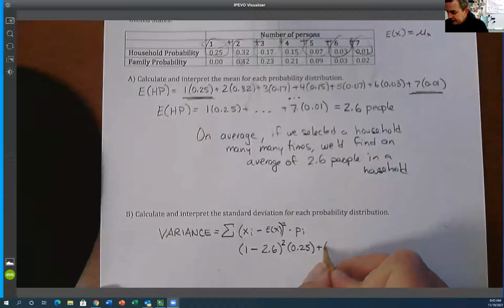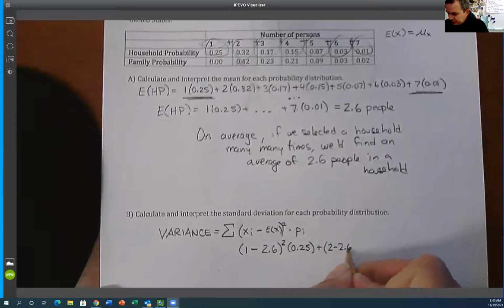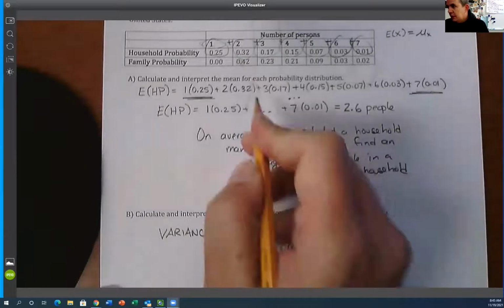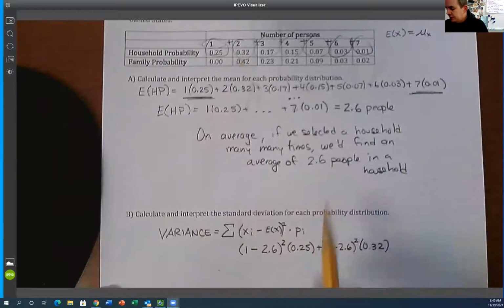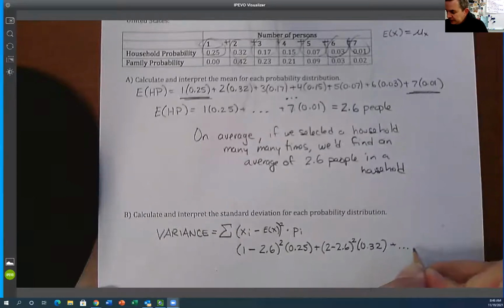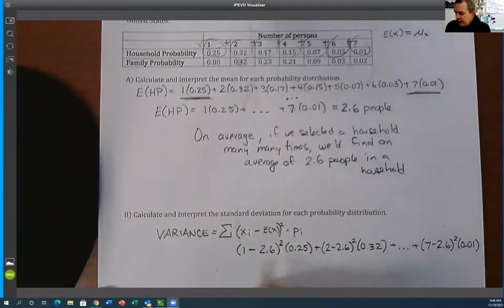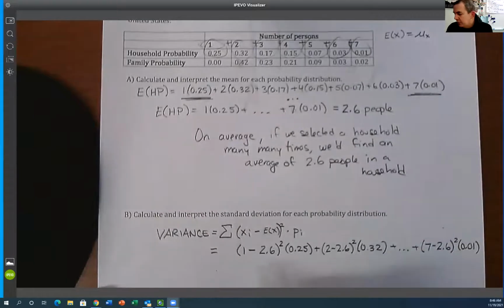So again, I'm going to say how far is 2 from 2.6? Square it, multiply it times 0.32. How far is 2 from the average? And I'm going to keep doing that until I get to how far is 7 from 2.6 times its probability. And this right here is going to give me what's called my variance.